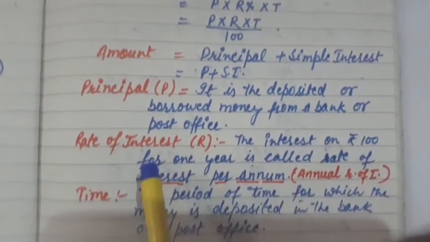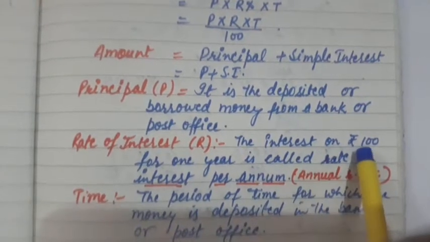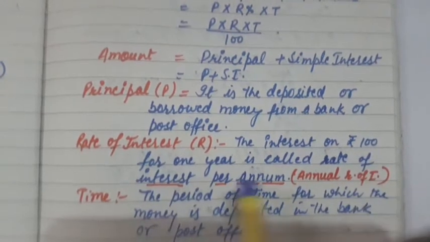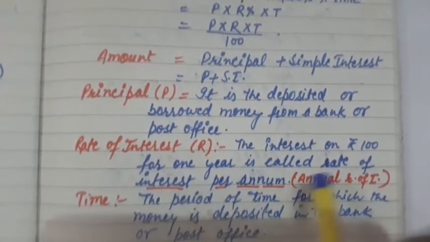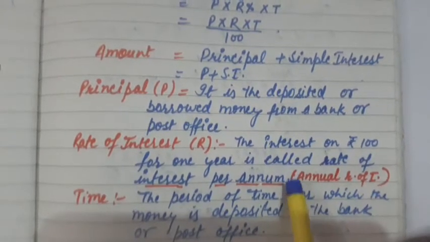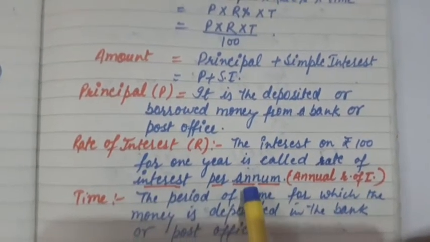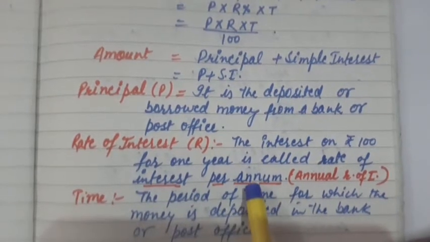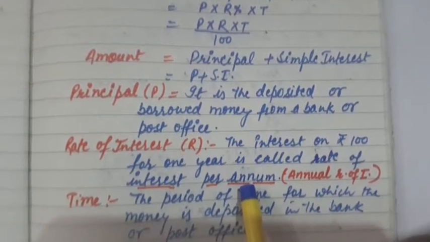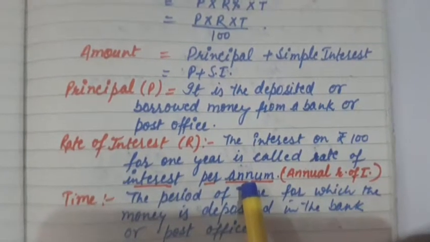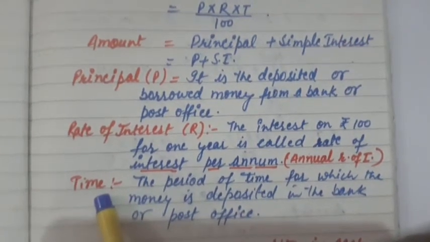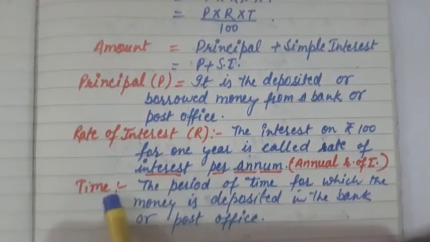Next one is the rate of interest. The interest on rupees 100 for 1 year is called the rate of interest, and it is also known as rate of interest per annum, or annual rate of interest. So per annum means annual rate of interest. When rate of interest is given per year or annually, in that case we have to change the time also into years. In each and every case we have to change the time in years.